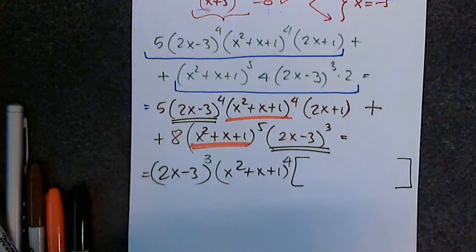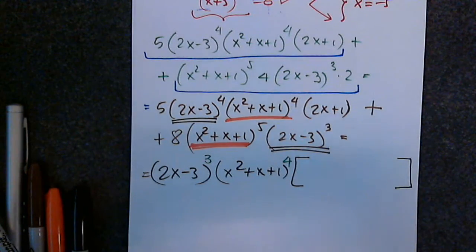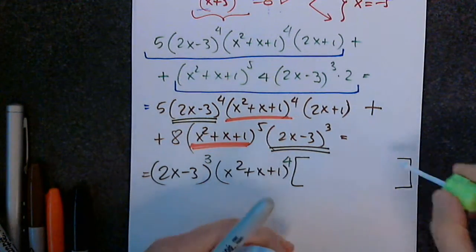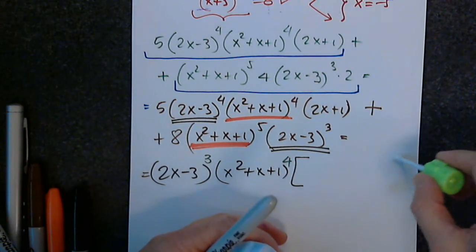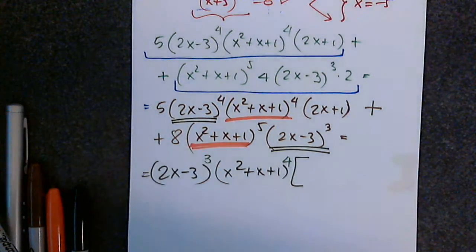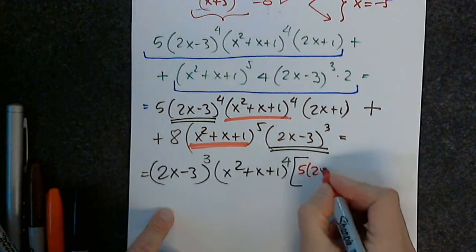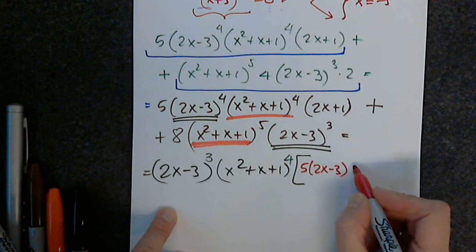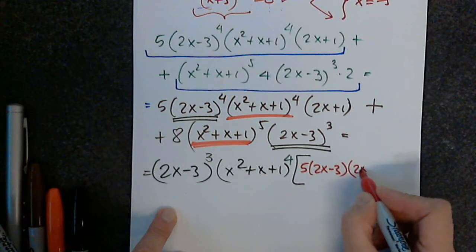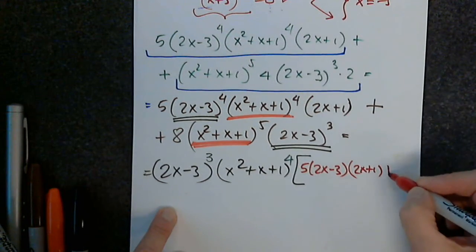I will need more room, so I'm going to delete for now the end of the bracket here, because I need more room. I'm not going to be able to squeeze everything in there. 5 times 2x minus 3. Awesome. Open brackets, 2x plus 1. Very good. And now I have to copy this symbol.